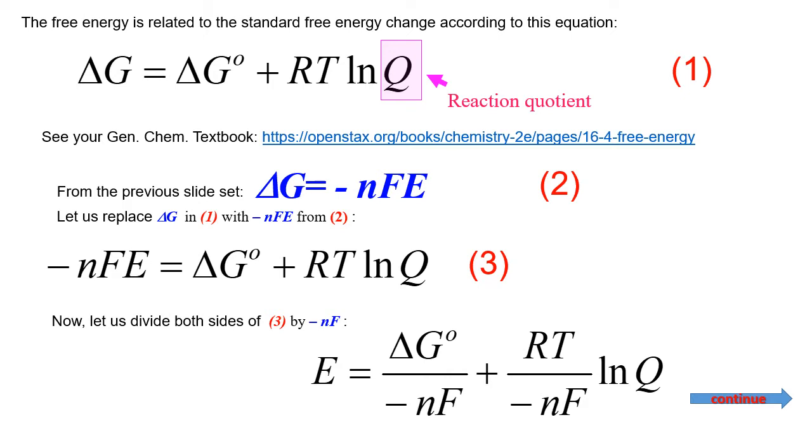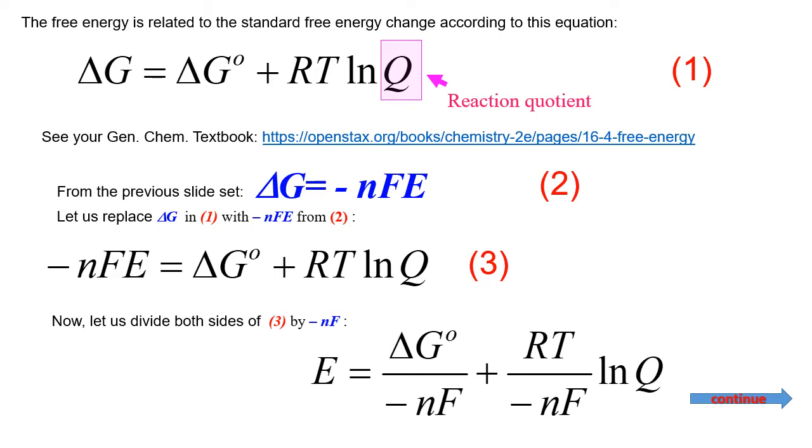Now, free energy is related to the standard free energy change according to this equation: delta G equals delta G0 plus RT natural logarithm of Q, where Q is the reaction quotient. For this, see the chapter on free energy in your general chemistry textbook.